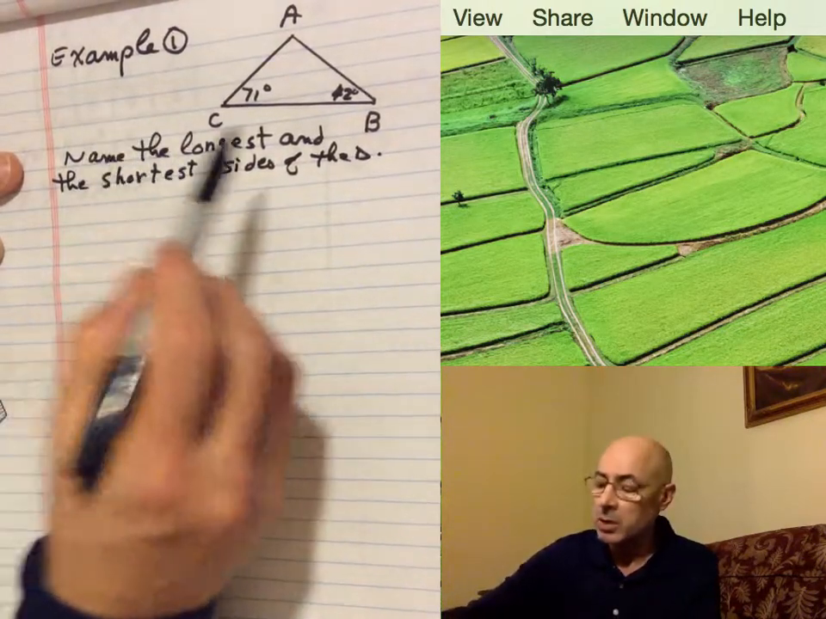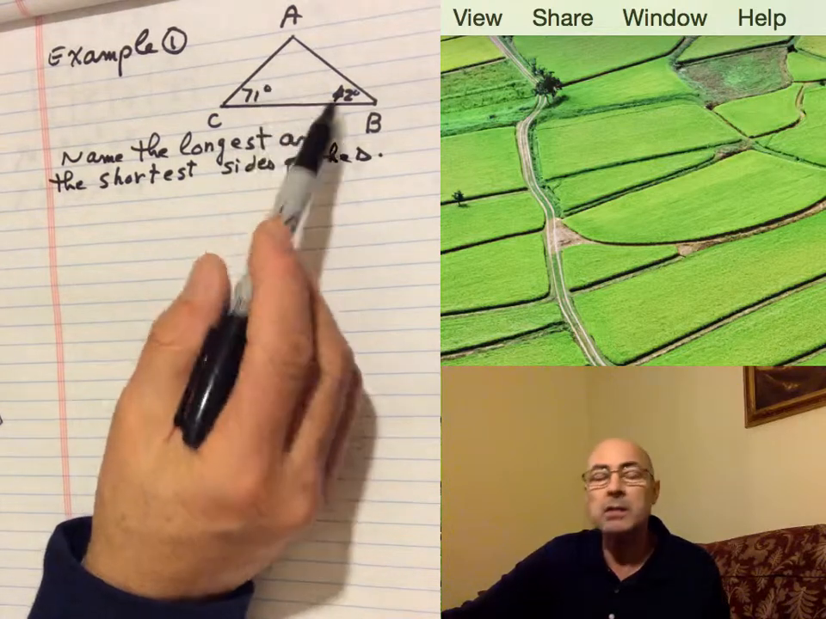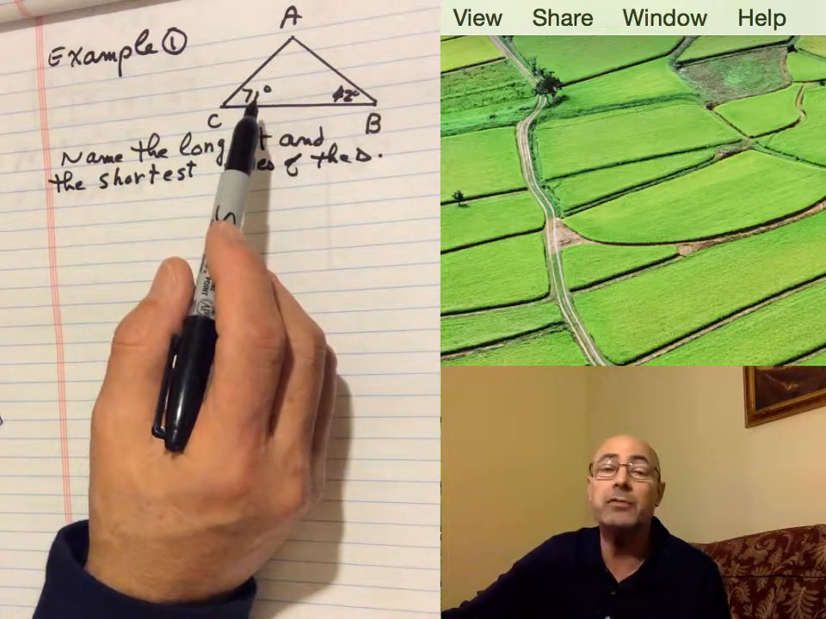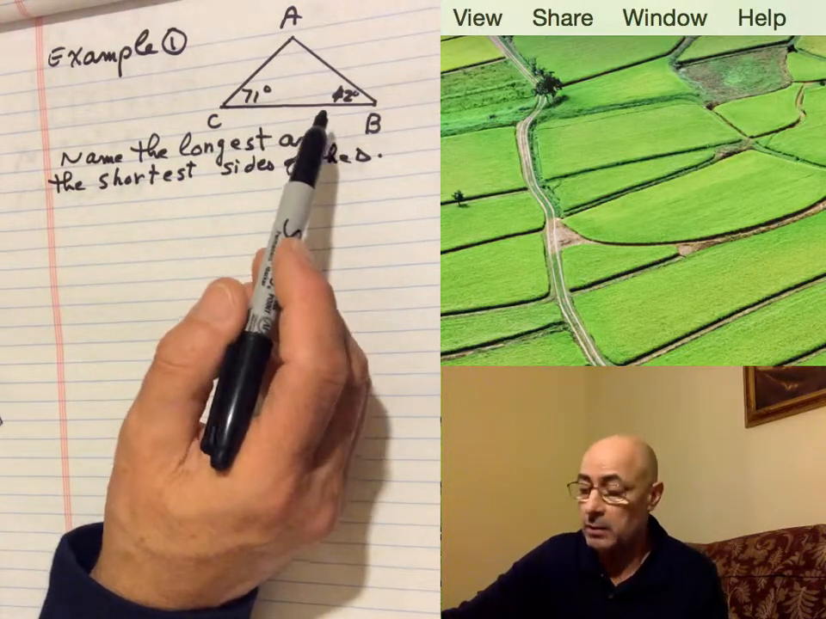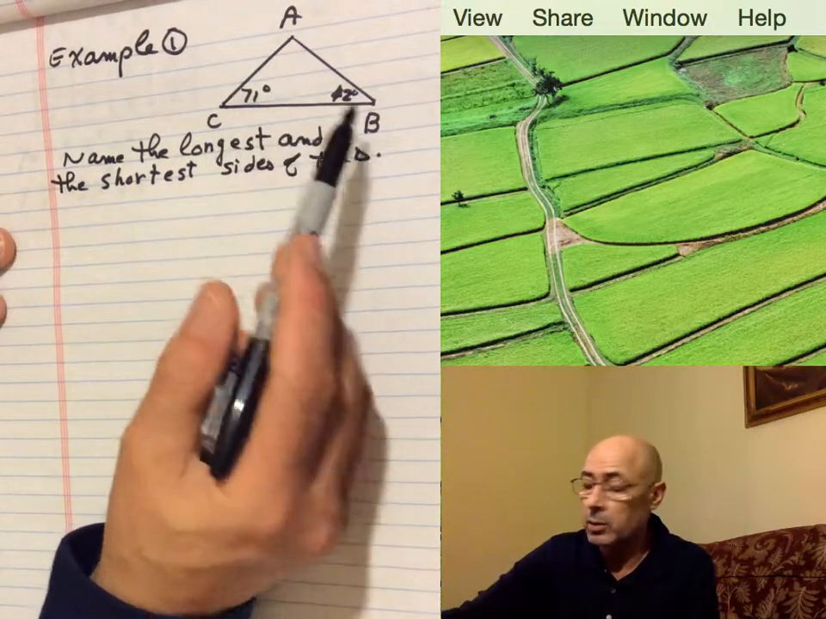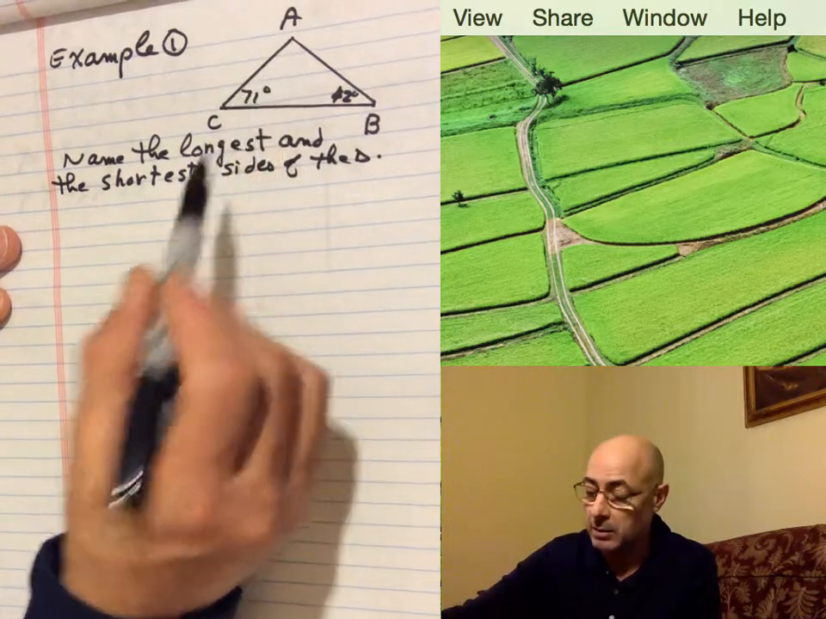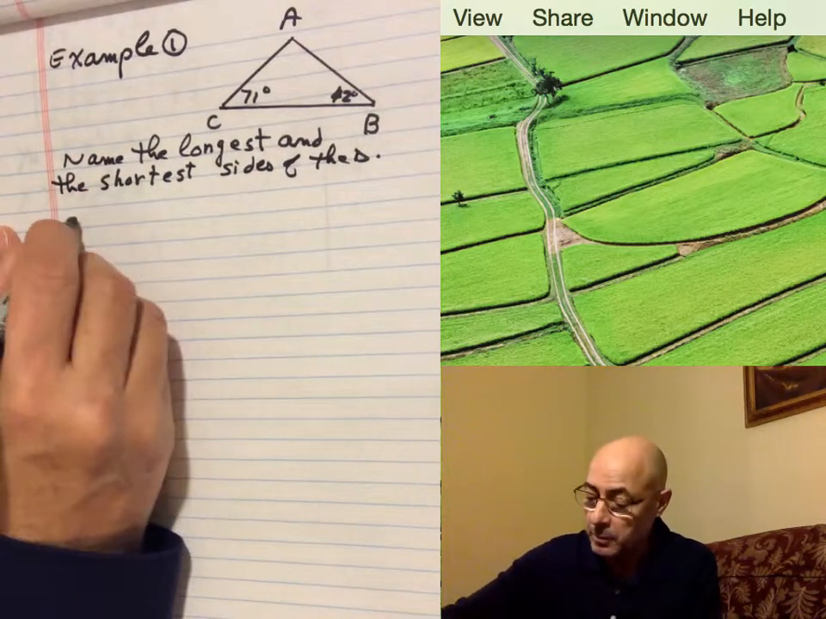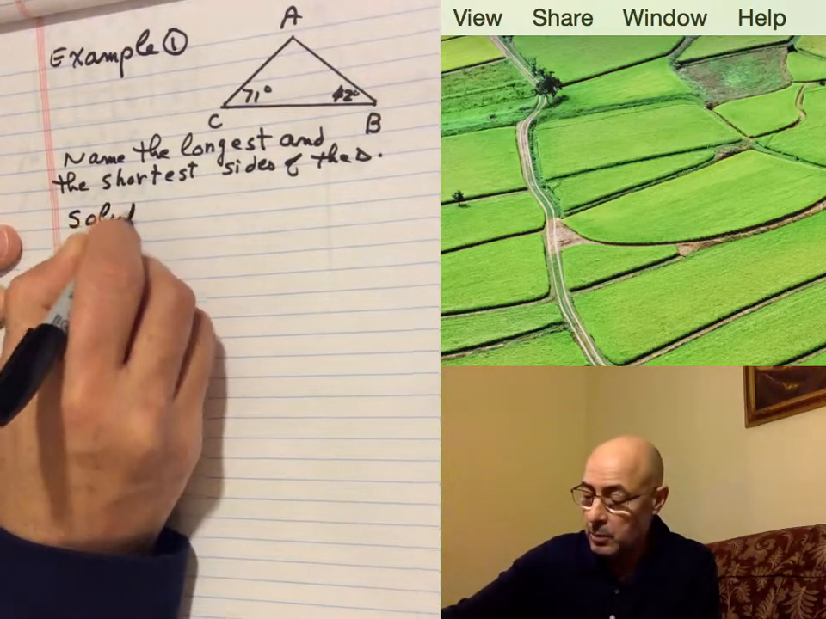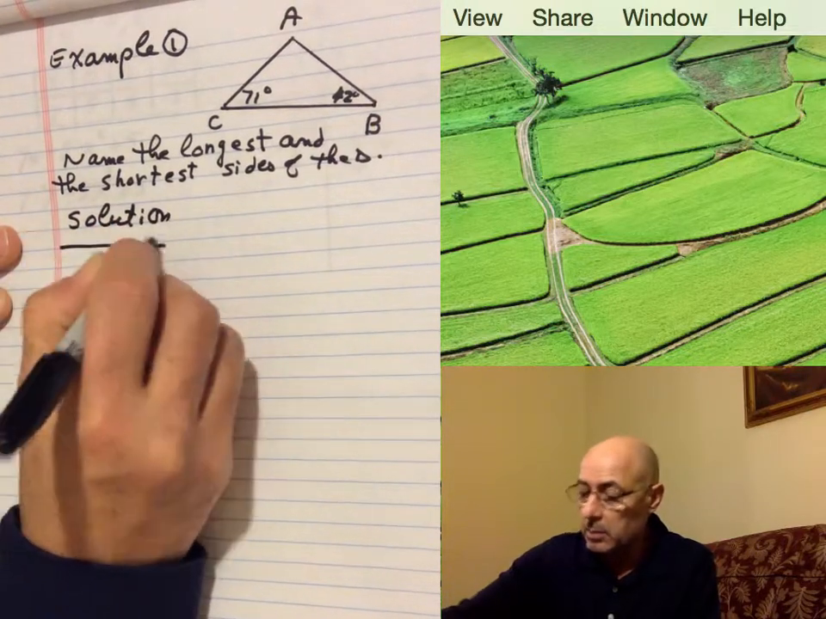Remember, I just mentioned that to find which one is the longest side and which one is the shortest side, you have to know the three angles of the triangle. In our case here, we don't know the three angles. We know only two angles. You have to find the missing angle. That's going to be step one. So solution, we need to find measure angle A.